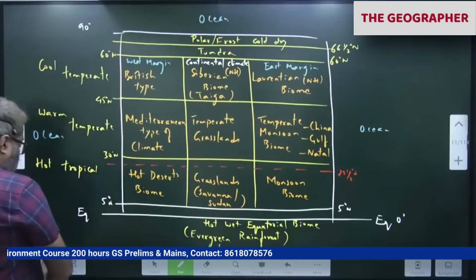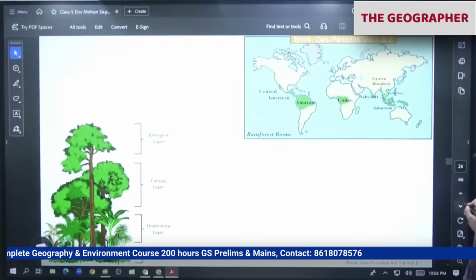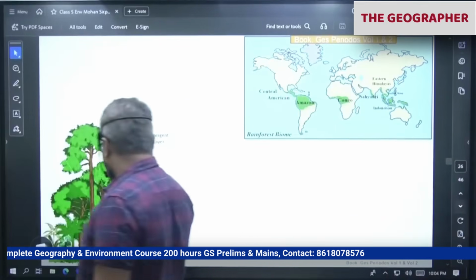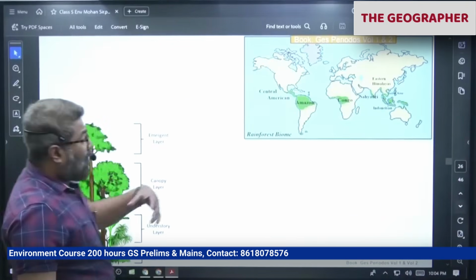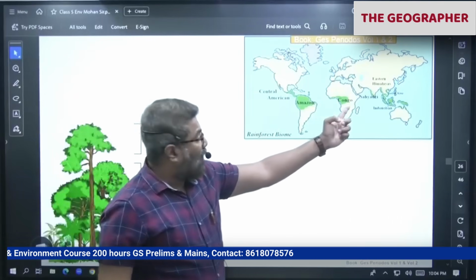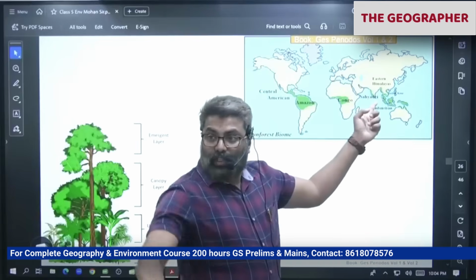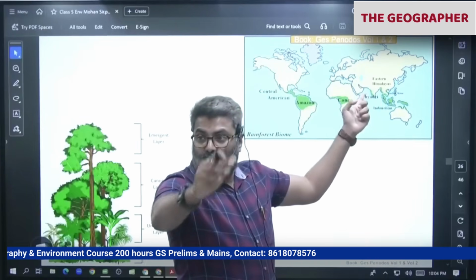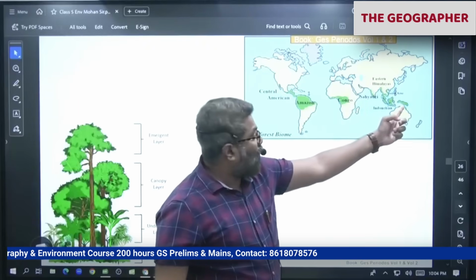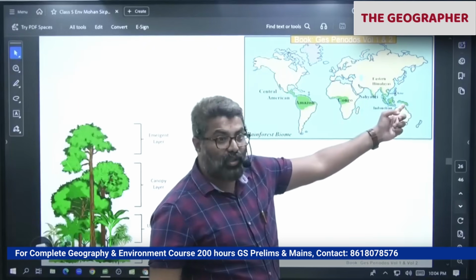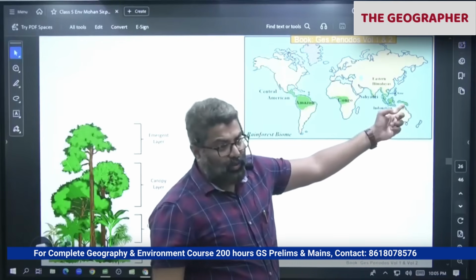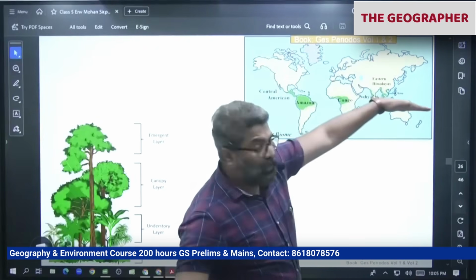So where is that? I'll show you. This one, first one, hot wet equatorial biome. Where all? See, equator, Amazon forest, Congo rainforest, we have Indonesian rainforest, parts of Andaman Nicobar, Western Ghats also have tropical rainforest because of heavy rainfall. Then Papua New Guinea, Australia, northern Australian shore, close to equator and water bodies, so they also get good rainfall.